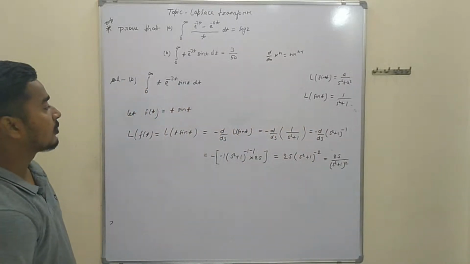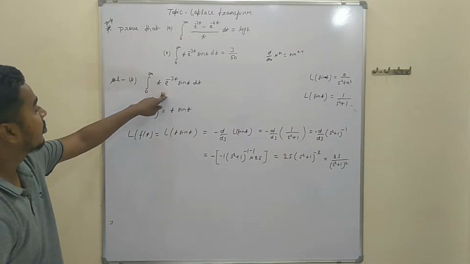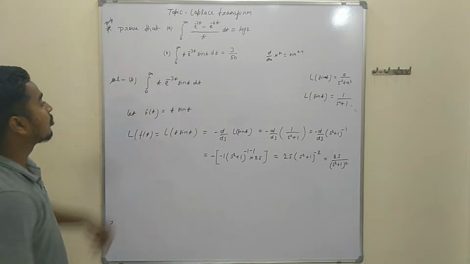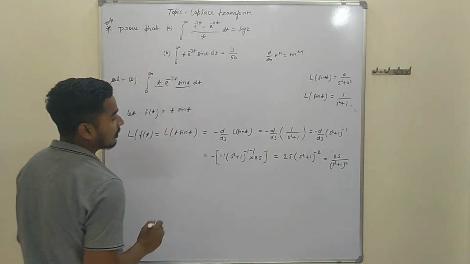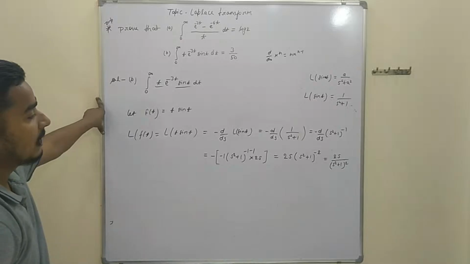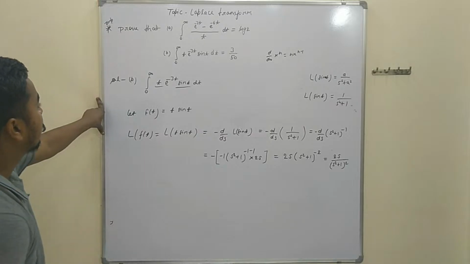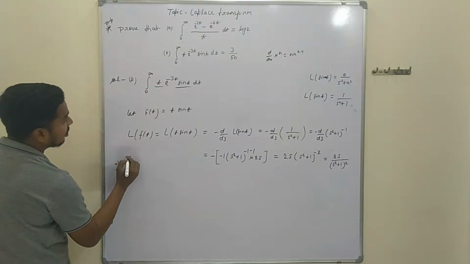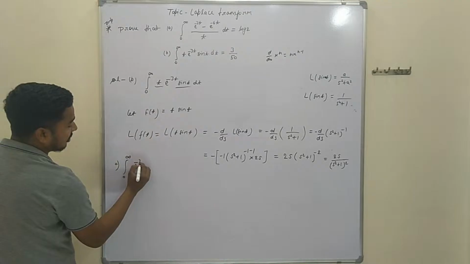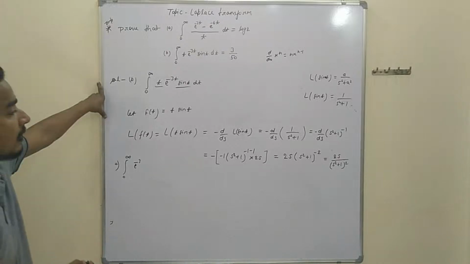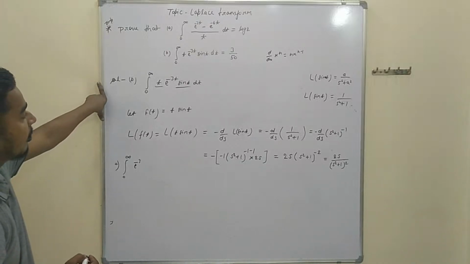And further, once again, here is remaining e to the power of minus 3t into sin t. We have to consider t into sin t, and the remaining is once again 2s upon s square plus 1 whole square. Further we put here, this gives integral 0 to infinity e to the power of minus 3t, and e to the power of minus 3t we also have to write here. This gives s plus 3.